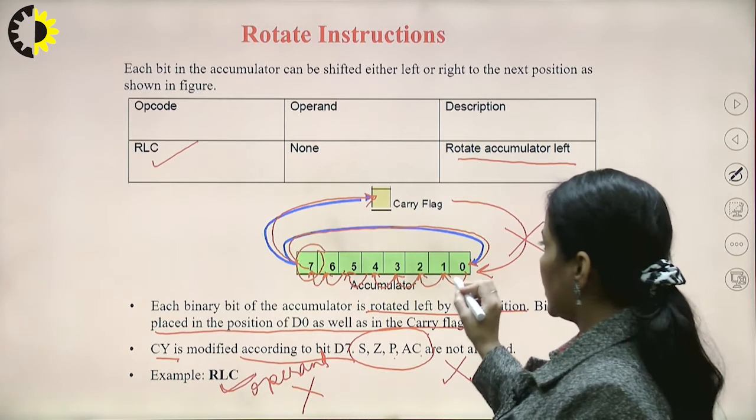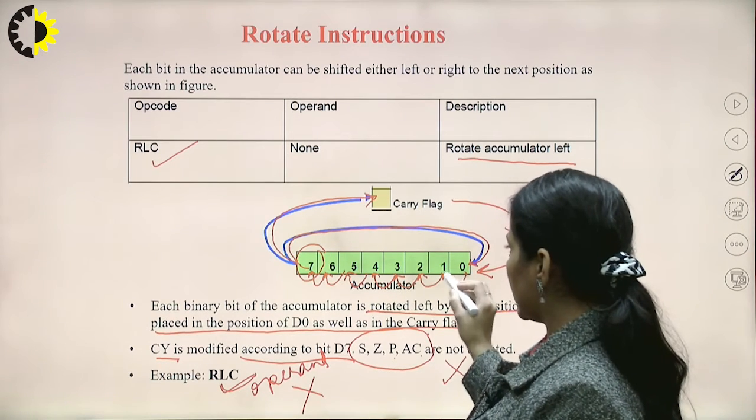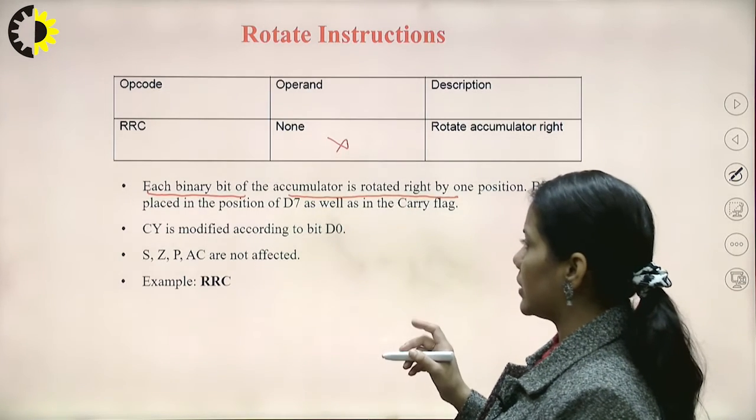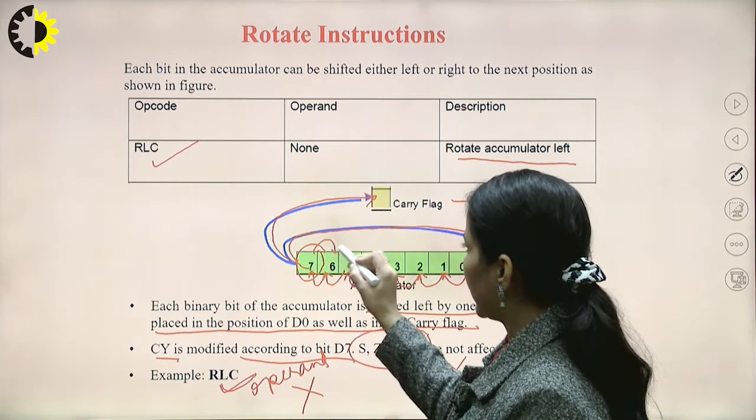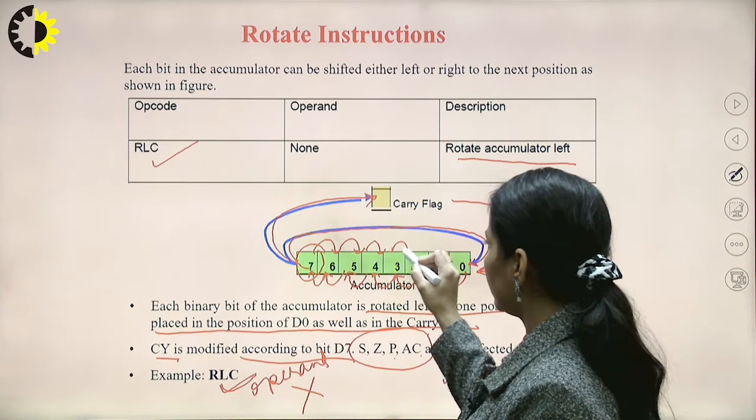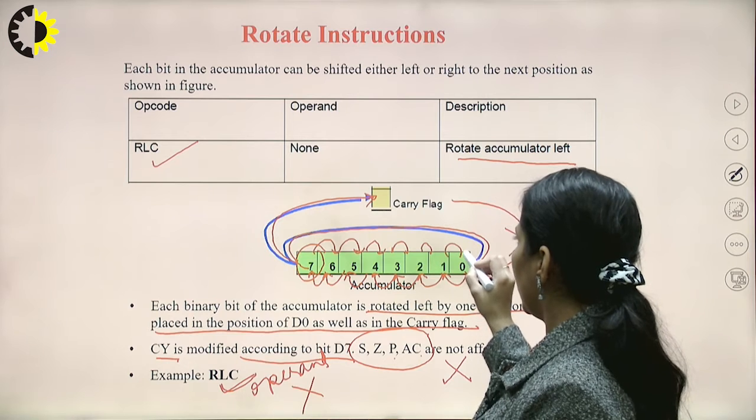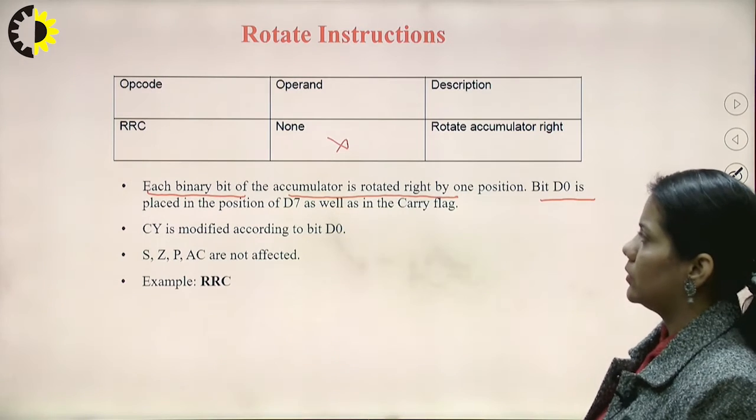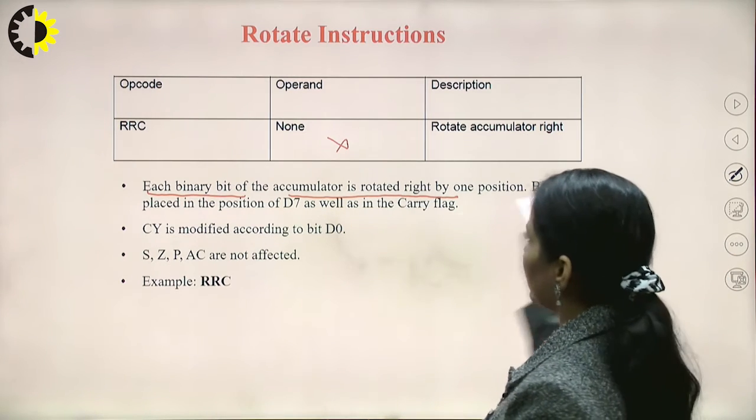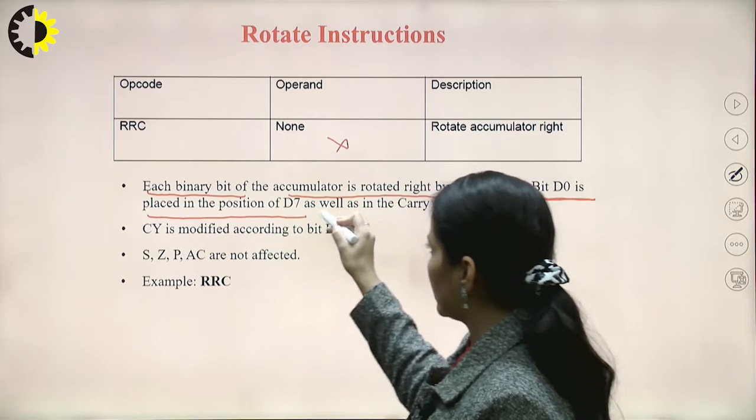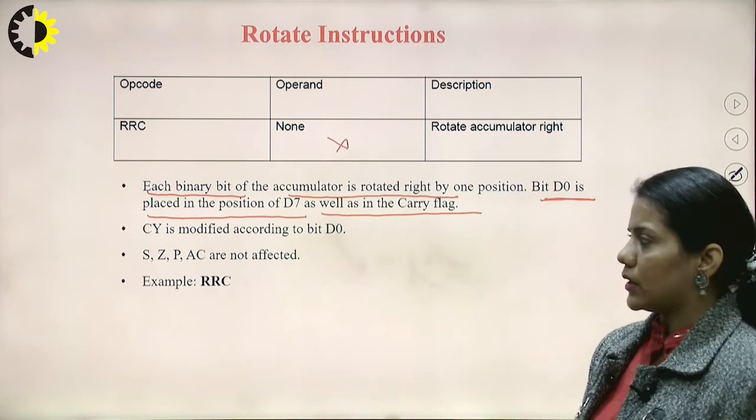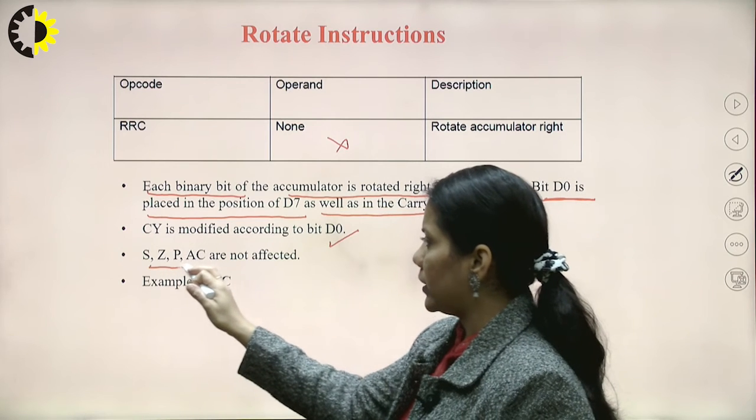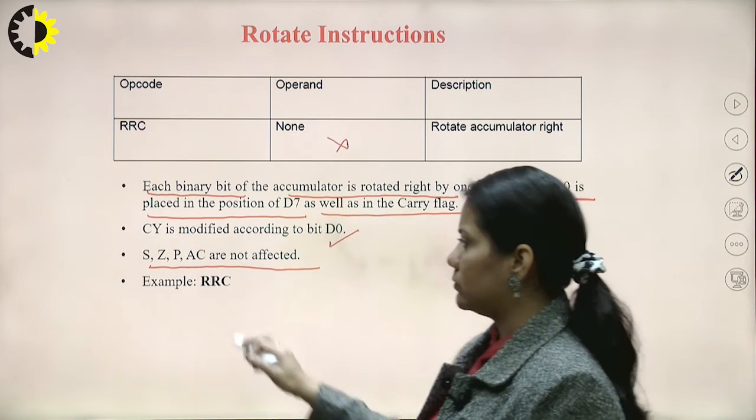As we saw, the accumulator got shifted to the left, but in the case of RRC it will be shifted to the right in this way. Finally this D0 bit will go to the carry. So D0 bit will be placed in the position of D7 as well as in the carry flag. Carry is modified according to the bit D0. Sign, zero, parity and auxiliary carry are not affected.